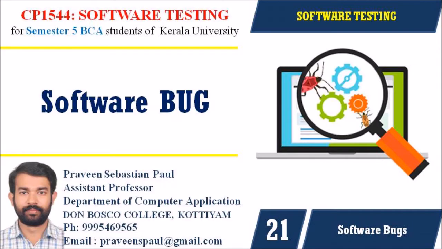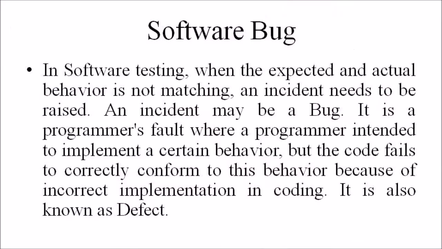In this lecture, we are discussing the software bugs. In software testing, when the expected and actual behavior is not matching, an incident needs to be raised. An incident may be a bug. It is a programmer's fault where a programmer intended to implement a certain behavior, but the code fails to correctly conform to this behavior because of incorrect implementation in coding. It is also known as defect.